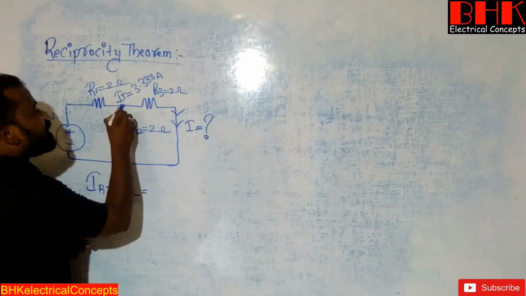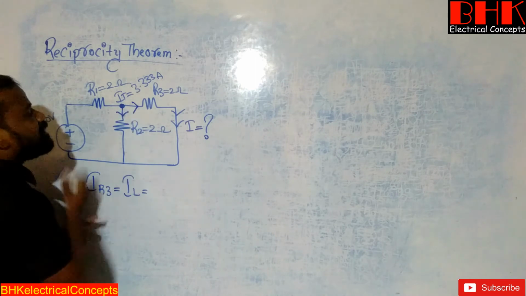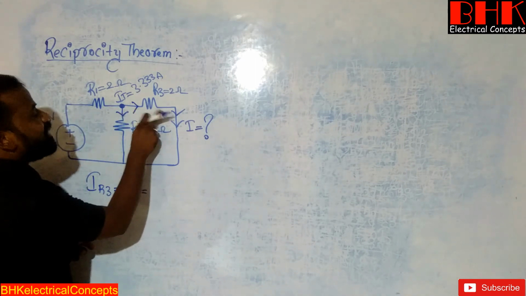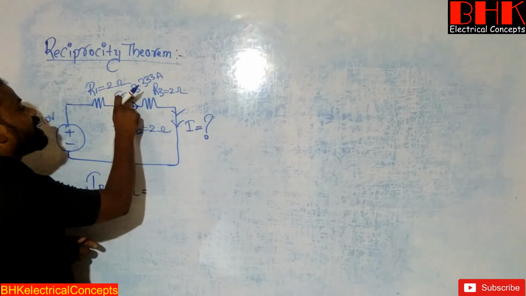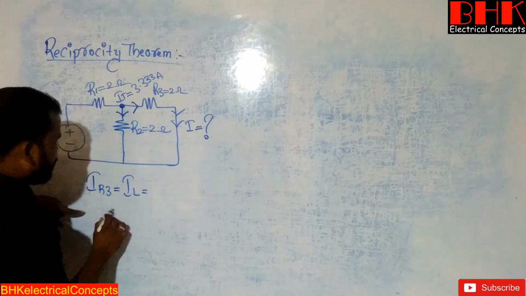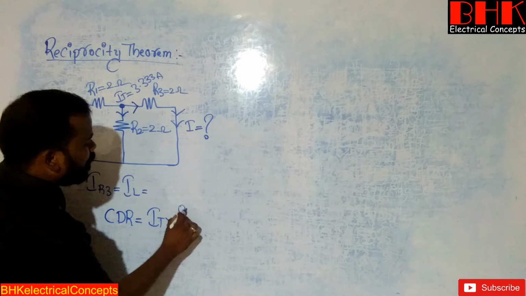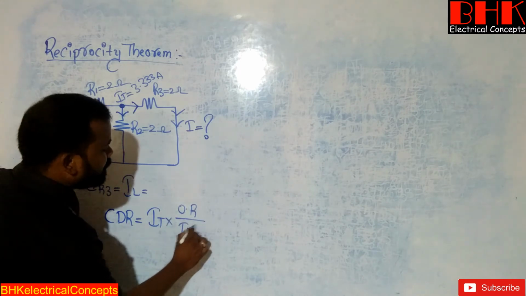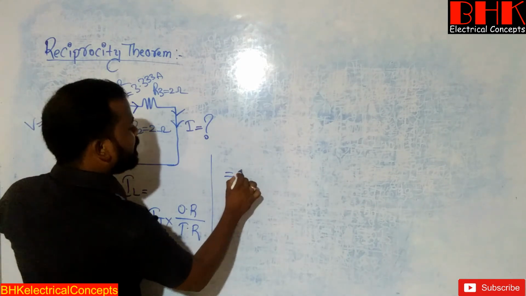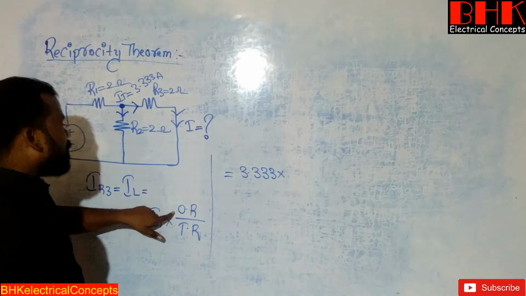So this is the total current at this junction. After this junction point, current is divided like this. Now I want to calculate the current flowing in R3, and this current is the divided current from the total current. So what is the formula of the current division rule? Total current into opposite resistance divided by total resistance. Now see here, total current how much? Total current is 3.333 amperes into opposite resistance.